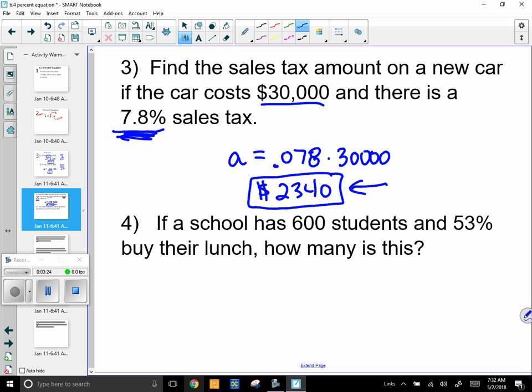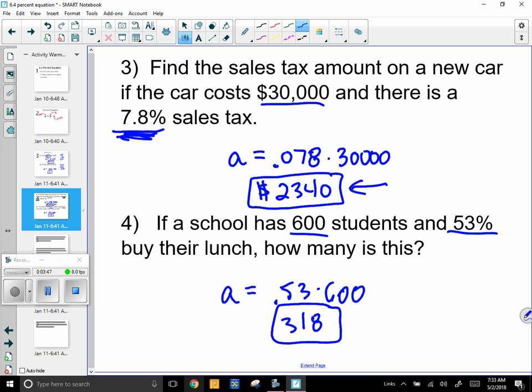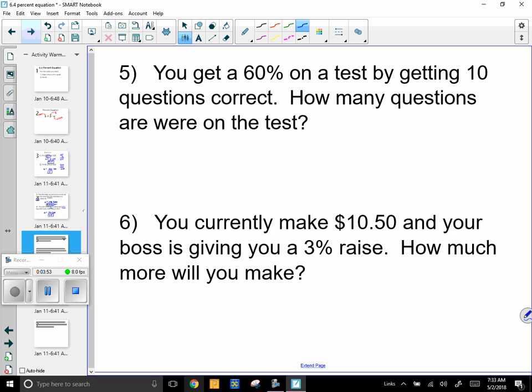If a school has 600 students and 53% buy their lunch, how many is this? 53% of 600. So I'm going to do 0.53 times 600. And again, just to save some time, I'm going to use the calculator and get 318. All right. It's the same every time. If you're trying to find the part, multiply the percent times the whole.